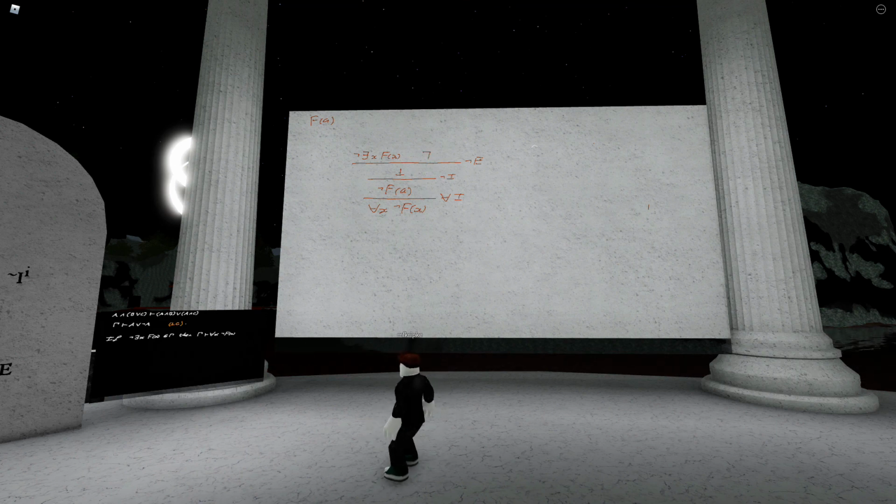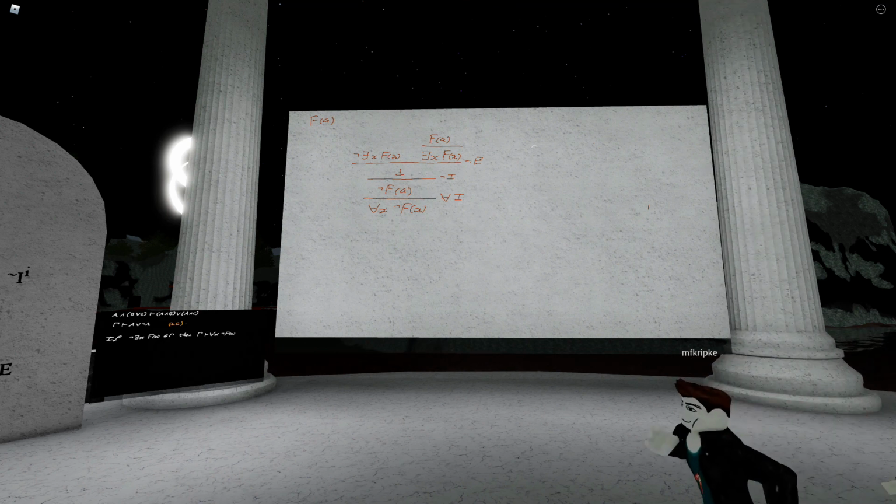Okay, so I need to get to exists x f of x in order to contradict not exists x f of x. And I've got my assumption available, f of a, and this actually perfectly matches up with the existential introduction rule, which says that if you prove capital A about any term in place of x, then you can conclude that there exists an x such that A, where A is about x. And so that's exactly what I'm doing in the top inference of this proof. I infer exists x f of x from f of A.